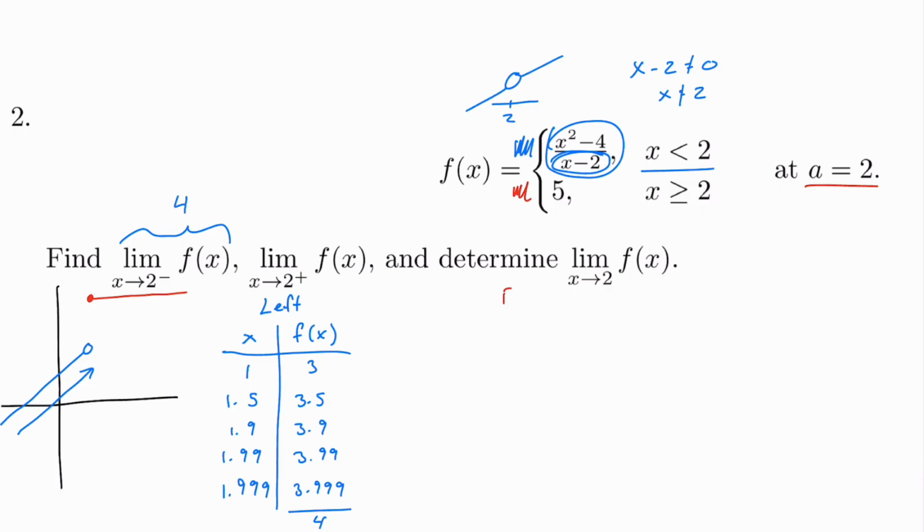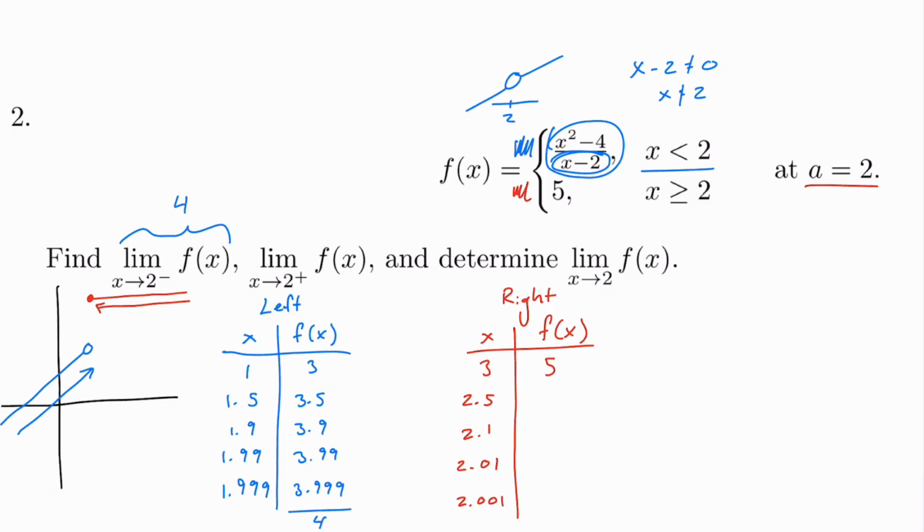On our right-handed side, we will do the same thing and choose numbers greater than 2 and trace along to get to a is equal to 2. So we get smaller, so let's start with 3 and work our way down. 2.5, 2.1, 2.01, and 2.001.